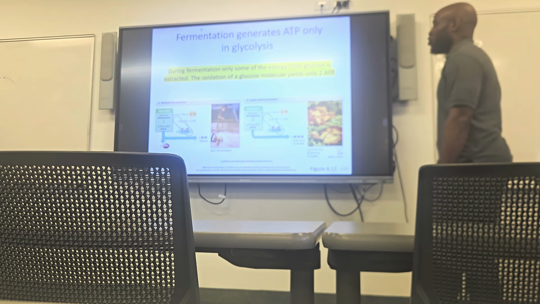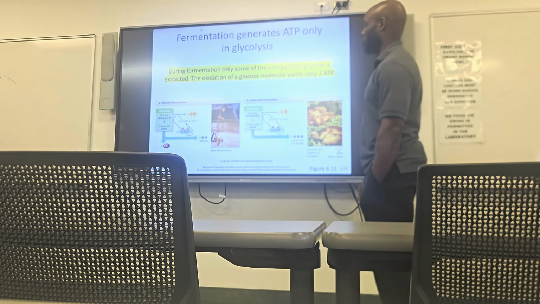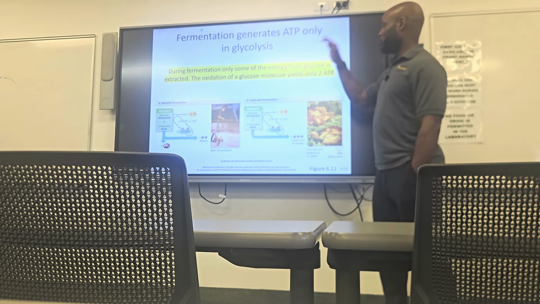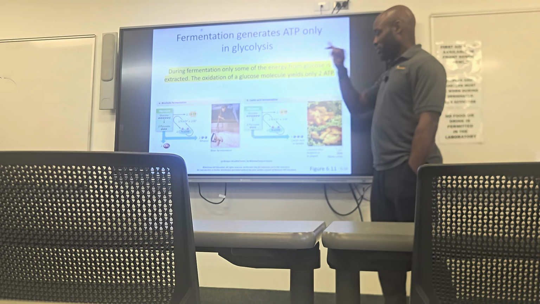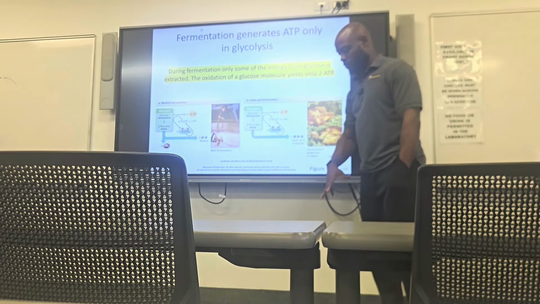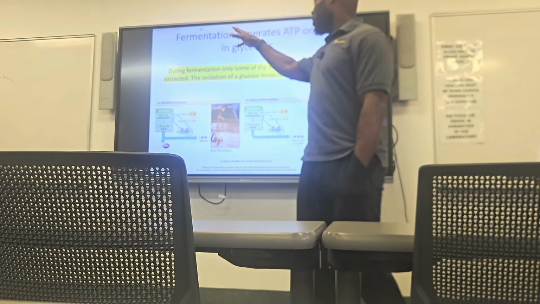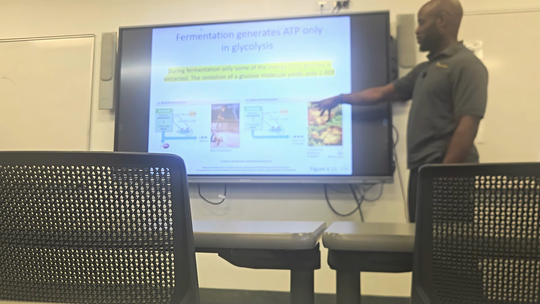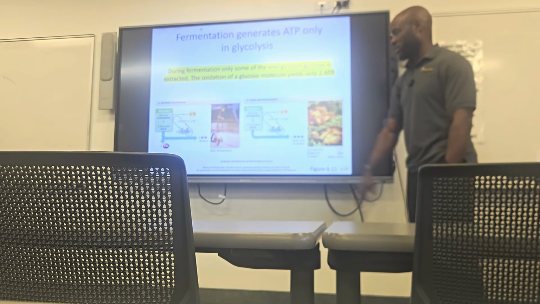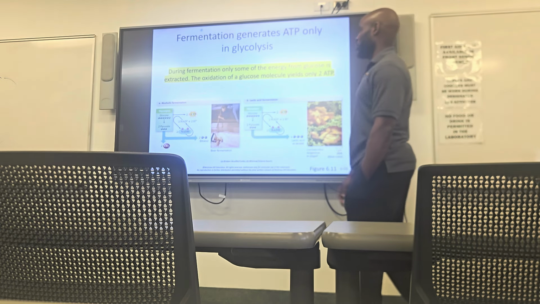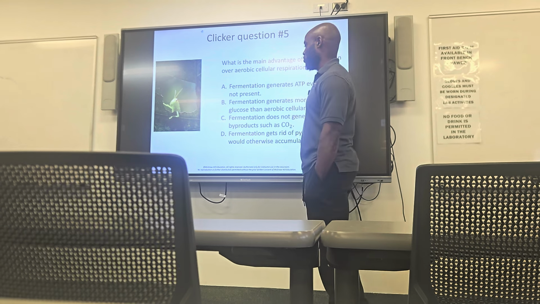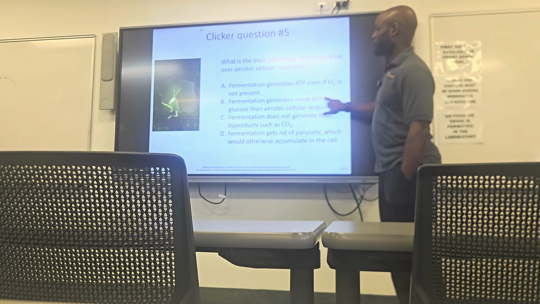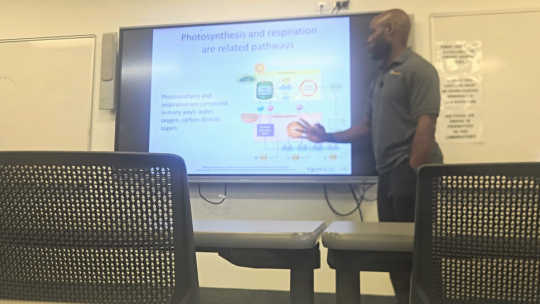Fermentation generates ATP only in glycolysis. So during fermentation, only some of the energy from glucose is extracted, and so it yields 2 ATP. Now, with human beings, we can go through this process of glycolysis and yield some ATP that way, but we continue to yield more ATP through other means, through aerobic cellular respiration. All right, that's that question there. You can go over that later.